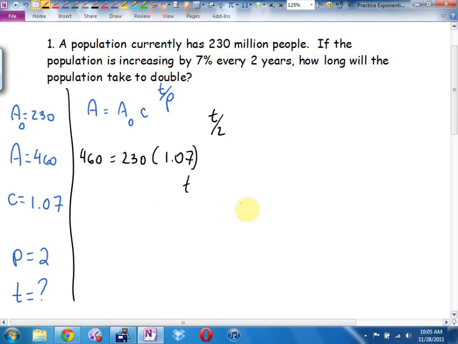Complete garbage. Instead, because you will almost always have a coefficient here, Katie, you always have an initial population. Sometimes your initial population will be 1, which is really nice, a little easier. We're always going to, on this line, divide by the coefficient. 460/230 = 2 equals 1.07.